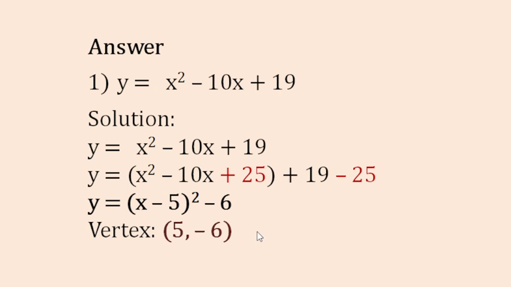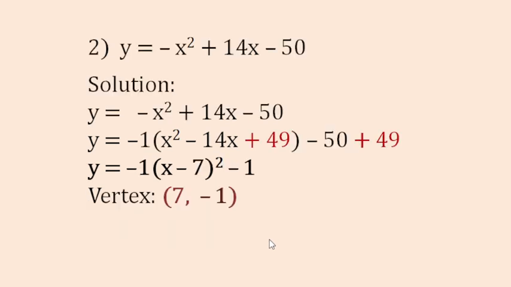This is the answer for item number 1. The vertex form is y equals the quantity x minus 8 squared minus 6, and our vertex is 5, negative 6. Item number 2, our vertex form is y equals negative 1 times the quantity x minus 7 squared minus 1. Our vertex is 7, negative 1.